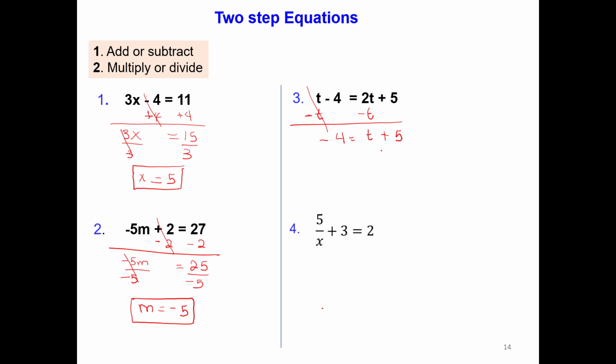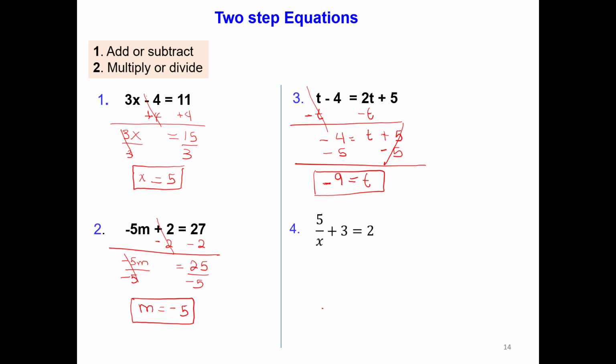To solve for t, we subtract 5 on both sides. Then this cancels out. -4 plus -5 is -9. And as both are negative, we add the numbers together, and the answer is negative. Then t equals to negative 9.